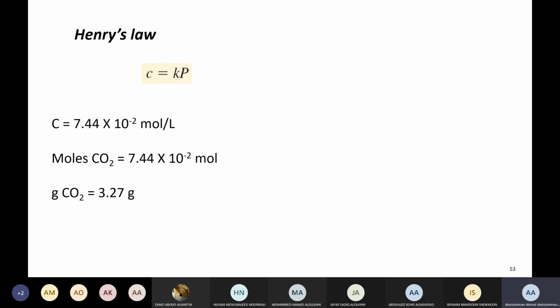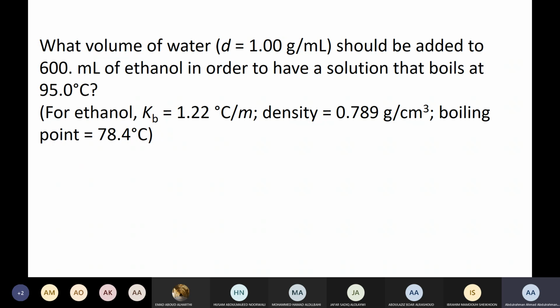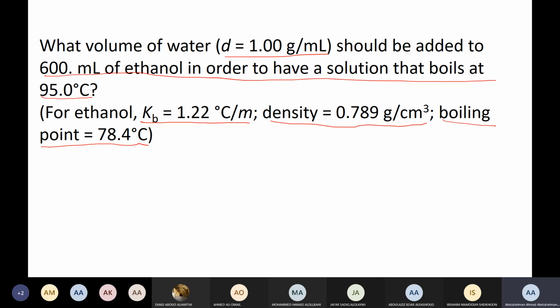With this, we finish chapter 13. Oh, no, I have one more question. What volume of water should be added to 600 milliliter ethanol in order to have a solution that boils at 95 degrees C? For ethanol, Kb is 1.22. Density of ethanol is 0.789 gram per milliliter. Boiling point is 78.4 degrees C.